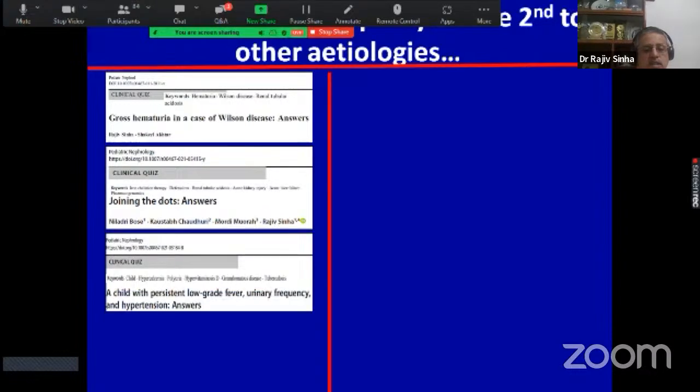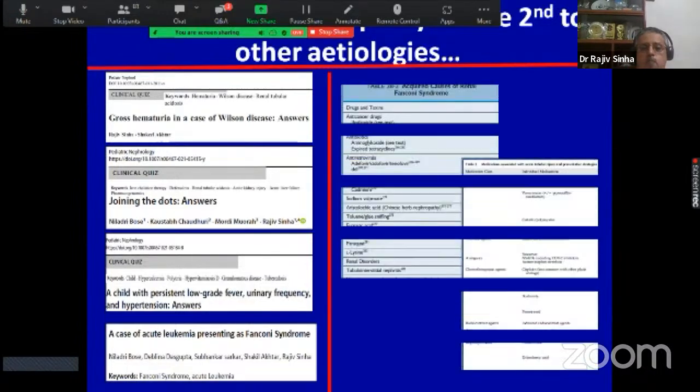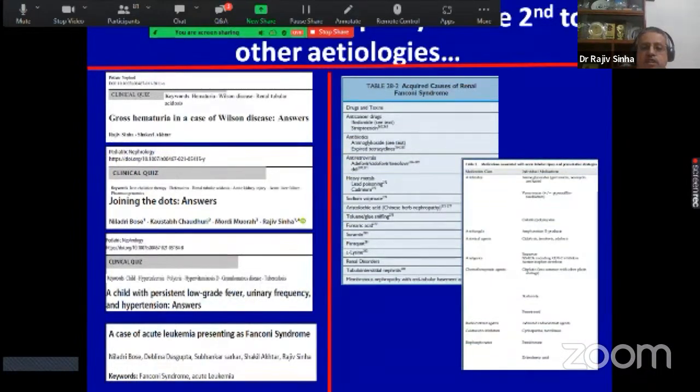Then this one was a child who presented with urinary frequency and hypertension, but the cause of this was again hypercalciuria, which was because of hypervitaminosis D, which was because of sarcoidosis. And we have just submitted this as an interesting case report of acute leukemia presenting as Fanconi syndrome. There are various drugs which have been associated with Fanconi syndrome as well as Bartter, including gentamicin.